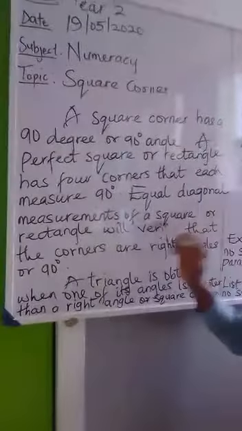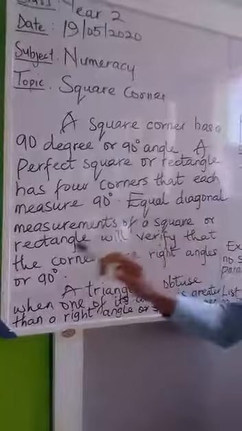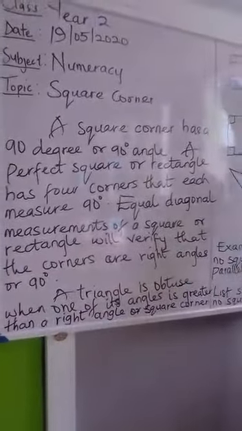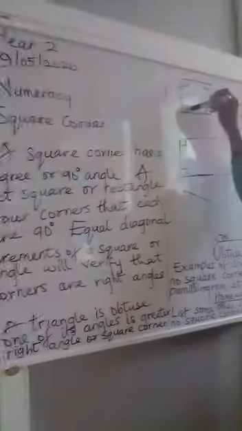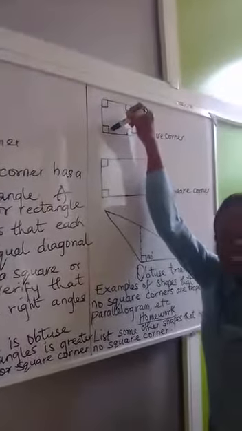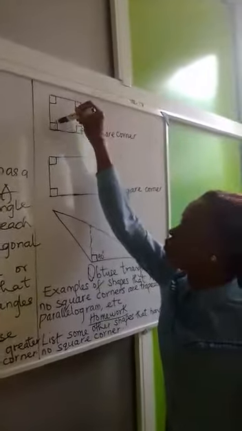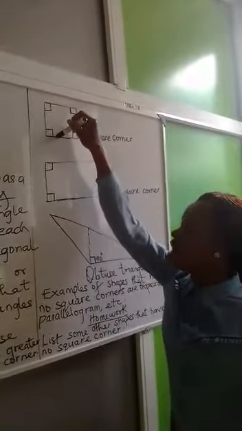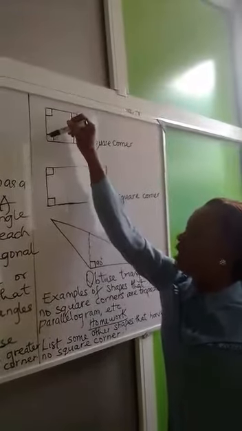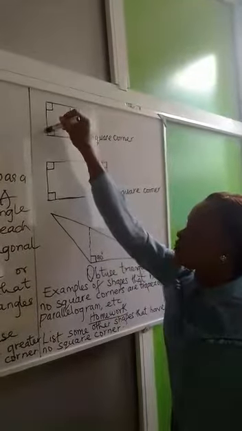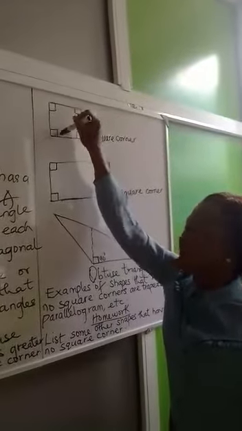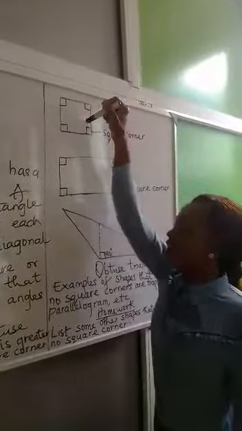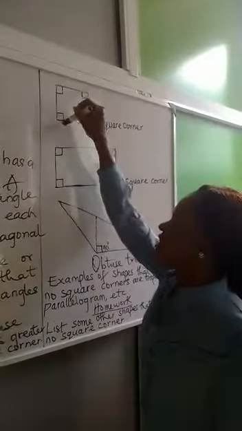Okay, each diagonal measurement of a square or rectangle will verify that the corners are right angles. This is what we call what? Right angles. It is depicted with what? It is shown with a small square. This is a small square. You can see that these four sides are what? Are equal to each other. None of them is different. All the sides are equal.